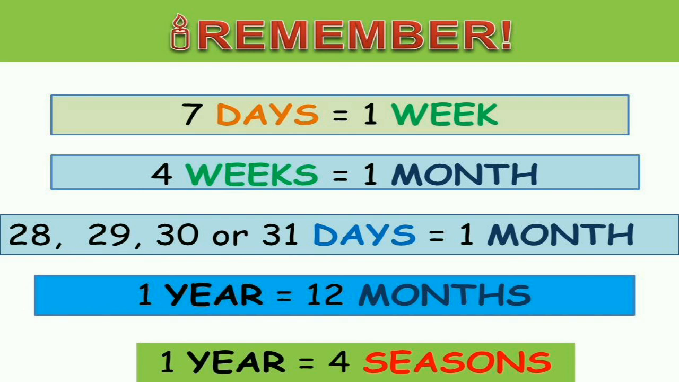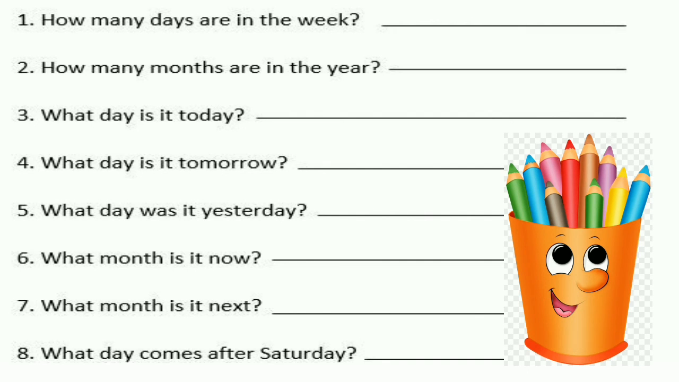Very good. So students, now we are going to do some exercises. Number one, how many days are in the week? Yes, 7. So 7 days are in the week. So children, you are all right with me. Now number 2, how many months are in the year? Yes, 12. So 12 months are in the year.